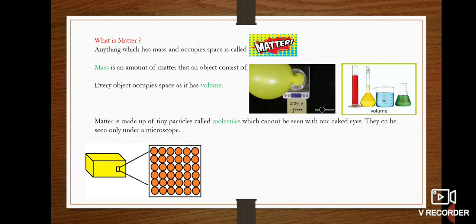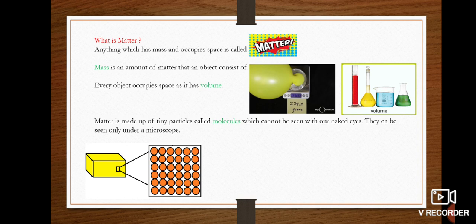Let's start. What is matter? Anything which has mass and occupies space is called matter. Iron, wood, plastic, cloth, and water are all examples of matter because they all have mass and occupy space. In fact, all the substances which we see around us are examples of matter. Every object occupies space as it has volume.